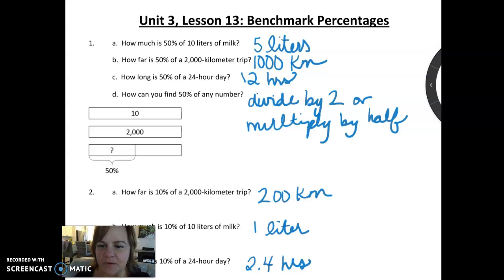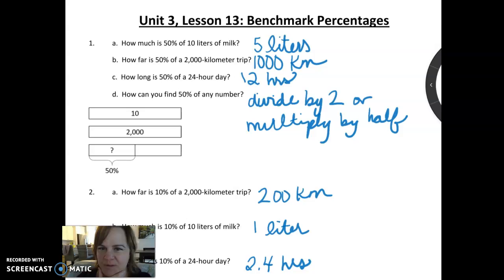I'm going to talk about lesson 13. We're talking about benchmark percentages. A lot of these you have memorized in our fraction decimal percent quizzes that we've been taking in class. So this is just a bit of a review, but it also gives you a chance to apply them in context. So let's take a look at number 1.